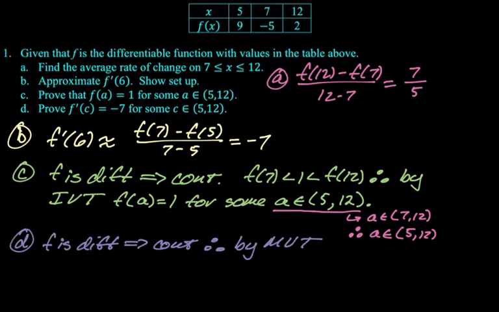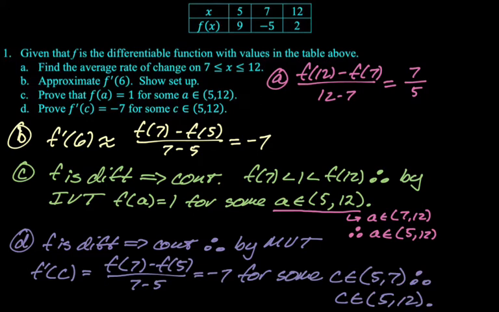f is differentiable, therefore continuous. Therefore, by the Mean Value Theorem, f prime of c is equal to f of 7 minus f of 5 over 7 minus 5, which does equal negative 7. You do want to write that in, which equals negative 7 for some c between 5 and 7. Therefore, for some c between 5 and 12. So I did it there because I did think it looked a little cleaner. I don't know.